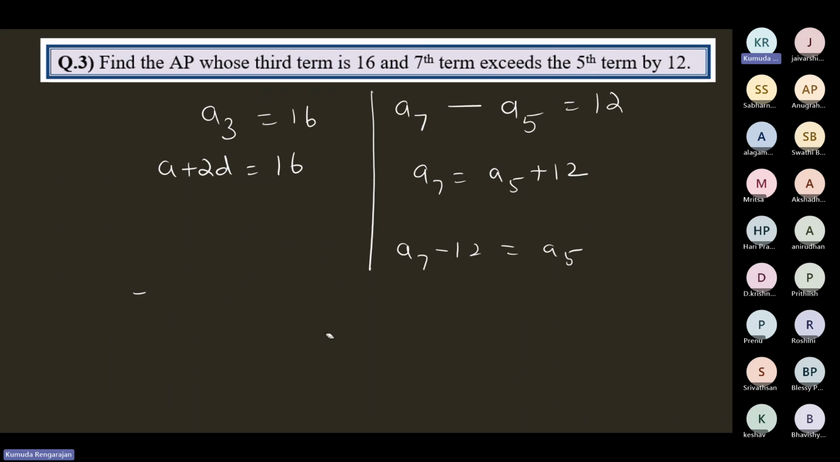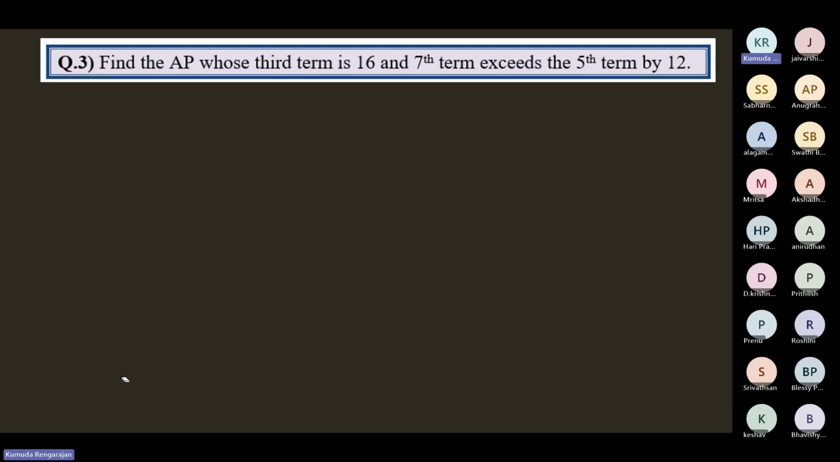So when you substitute, A7 is A plus 6D and A5 is A plus 4D. So A will get cancelled and you can find the value of D from this, and then substitute the value of D here to find the value of A and hence find the AP. So let's see the answer.